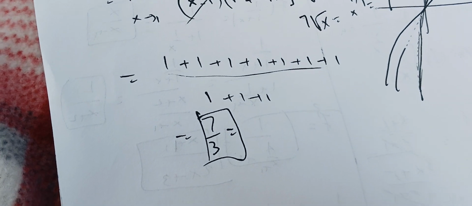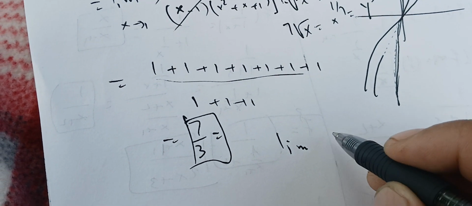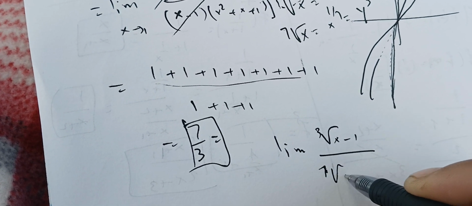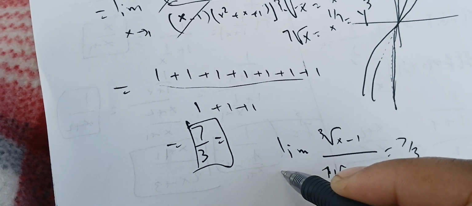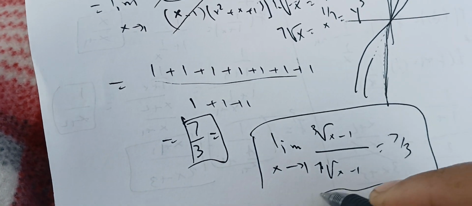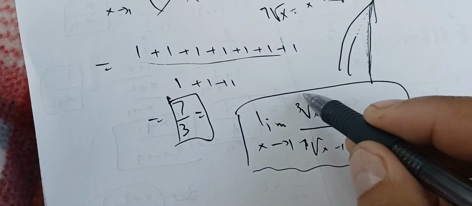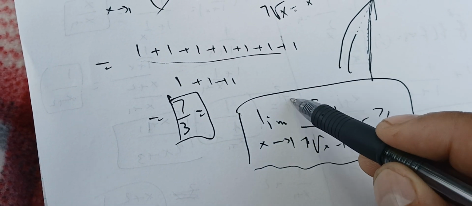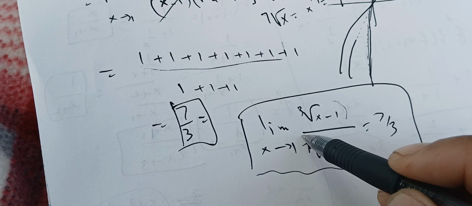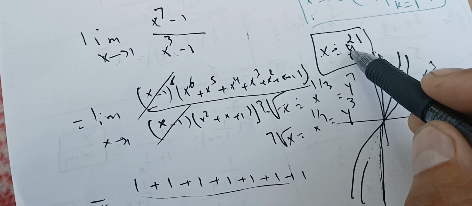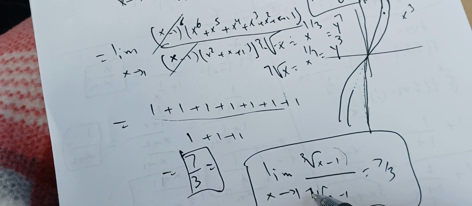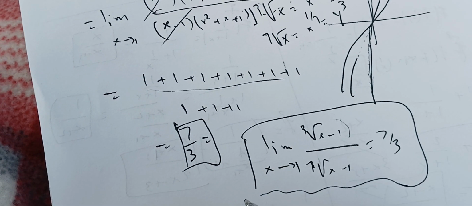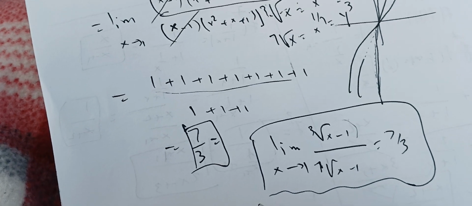So we have proven that the limit as x goes to 1 is 7 over 3. This technique is used to kill this one and this one. We can use another method, but by doing this change of variable, we get rid of this power here and the power on the top, and we get that the limit is 7 over 3.